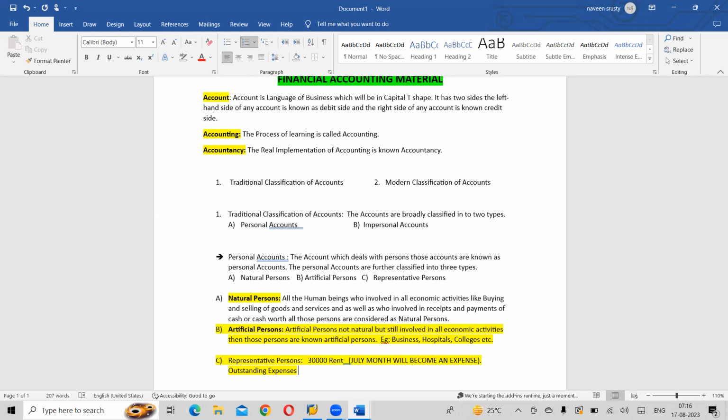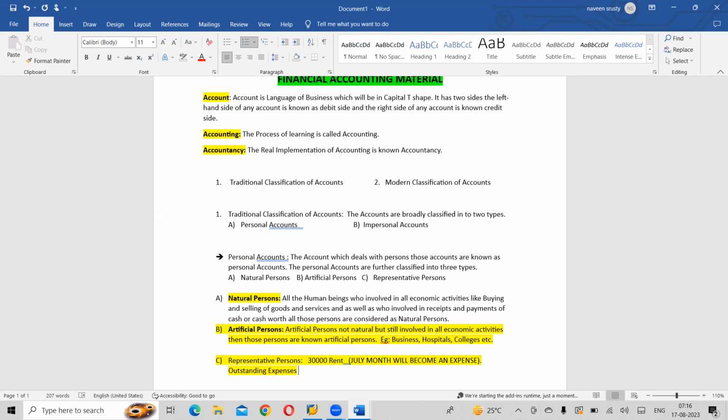If we are not giving services, then what do we need to do? We are liable to pay the company. That is called unaccrued income. Income received in advance or unaccrued income is one and the same.